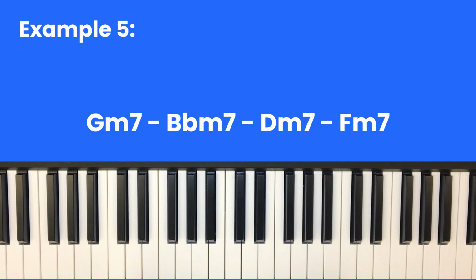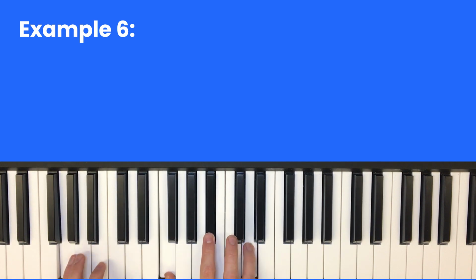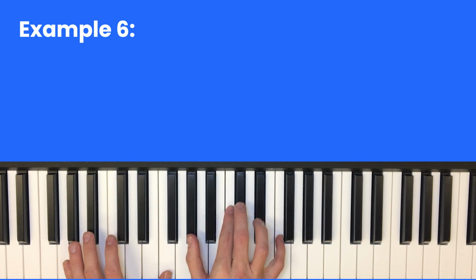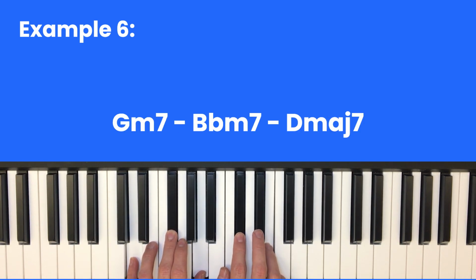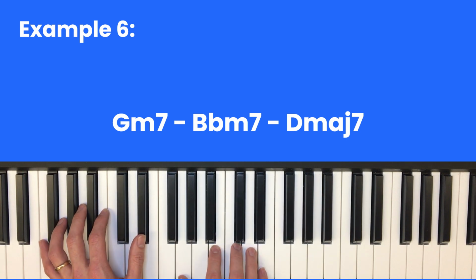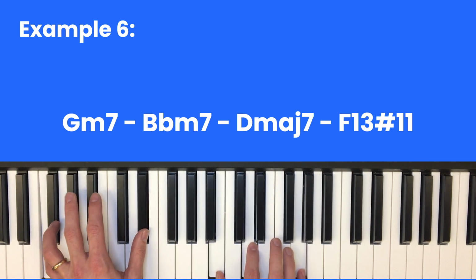That sounds really nice. Okay, so we've made them all major 7th chords, we've made them all minor 7th chords. Let's do what we did with the previous example, and we'll take the last chord in the progression, which is going to have an F root note, and we'll make that a dominant chord. So if we do G minor 7, B flat minor 7, let's do D major 7, and then we'll do, that's our 13 sharp 11.